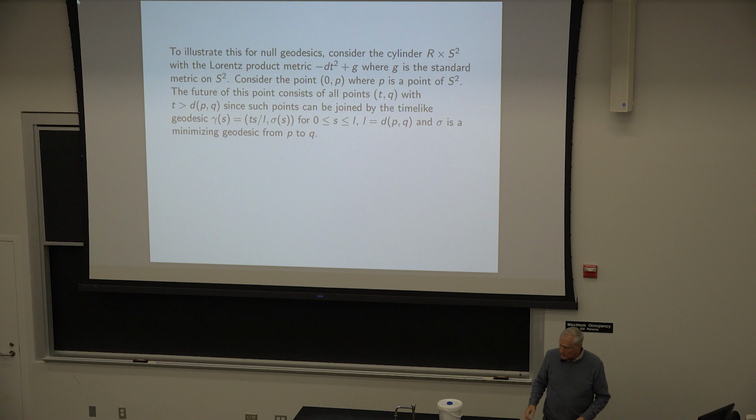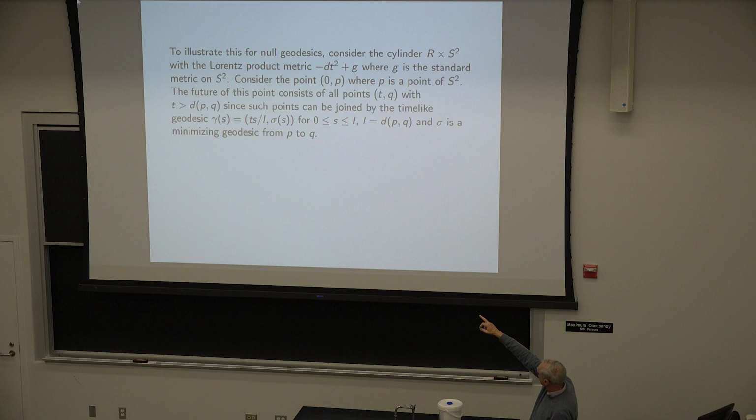So let's consider a cylinder. Let's take the two-sphere. It could be any n-sphere. And let's look at the Lorentz product metric, minus dt squared plus g. G is just the standard round metric on S2. So if I start at a point, at time 0 and a given point p on the sphere, then the future of that point consists of all points (t, q), where t is bigger than the distance from p to q. Locally, for nearby points, that would just look like the Minkowski light cone. So such points could be joined by a time-like geodesic, which I've written there.